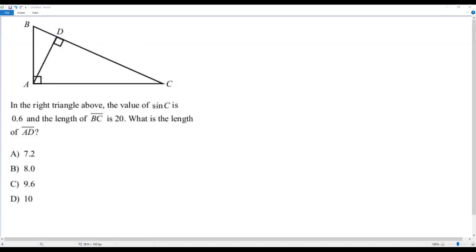Okay, let me consider the value of sin C given over here. That is 0.6. Let me write it: sin C equals 0.6. We can write 0.6 as a fraction, 6 over 10. Now we can simplify this: 2 goes into 6 3 times, 2 goes into 10 5 times. Then I'm getting 3 over 5.